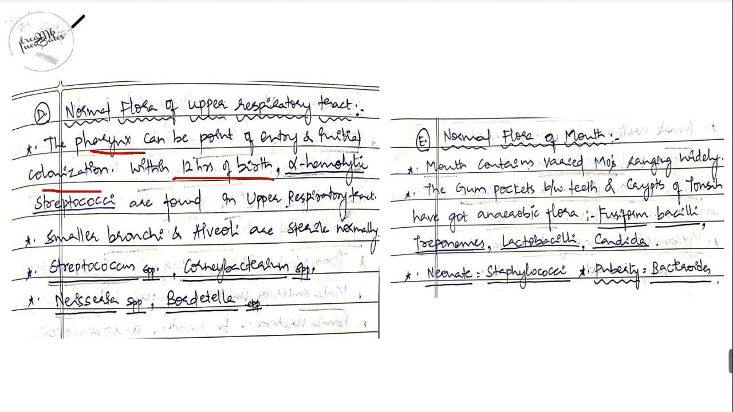Normal flora of the mouth. The mouth contains varied microorganisms ranging widely. Gum pockets between teeth and crypts of tonsils have anaerobic flora such as fusiform bacilli, treponema, lactobacilli, and Candida. Neonates are generally colonized by streptococci, while at puberty bacteroides are found.